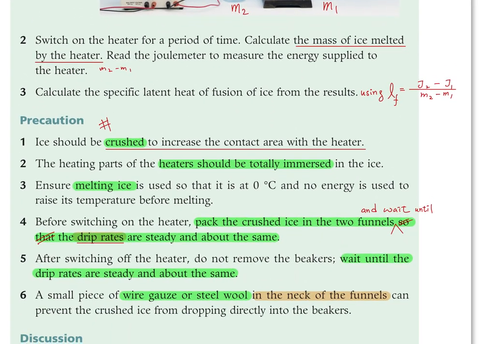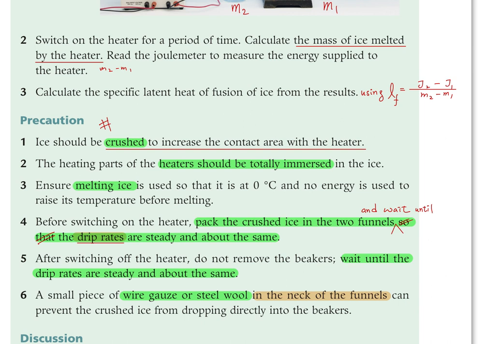Then we may calculate the specific latent heat of fusion of ice from the joulemeter reading and the difference in the mass of water in the two beakers. There are a few precautions that we have to be aware of. Other than using crushed ice, other than using melting ice, the heating element of the heaters should be totally immersed in the ice so as to reduce heat loss to the surroundings.